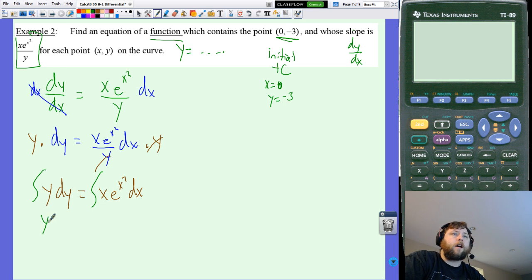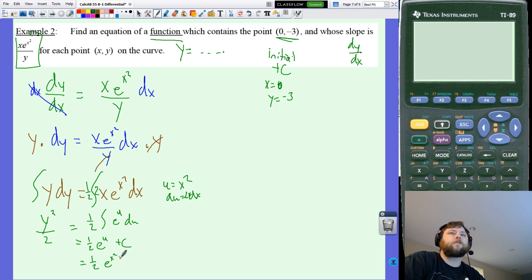And this y is going to be y squared over 2. And then this one, uh-oh, how do I integrate that? And then you go back to your brain and go, oh, use substitution. So u is x squared, du is 2x dx. So I need a 2, so I need to do 1/2 here. So I'm going to do 1/2 integral, that 2x dx is my du. So it'll be e to the u. The integral of that is going to be 1/2 e to the u plus c, which is 1/2 e to the x squared plus c. So y squared over 2 equals that.